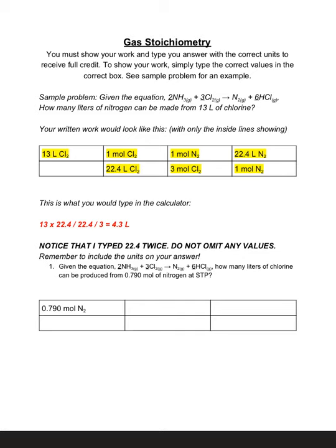STP stands for standard temperature and pressure. Okay? Standard temperature and pressure is simply going to be 0 degrees Celsius of temperature. That's going to be our temperature. And 1 atmosphere of pressure. If the reaction occurs at STP, then we can use 22.4 liters for every mole of gas. That's the only difference, okay?